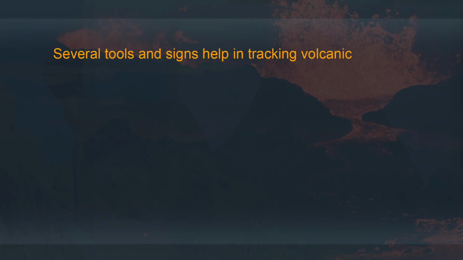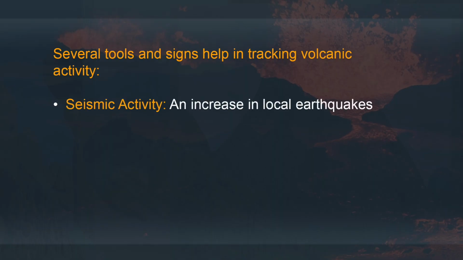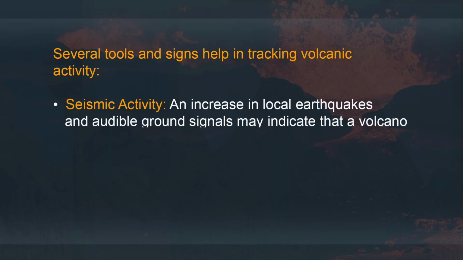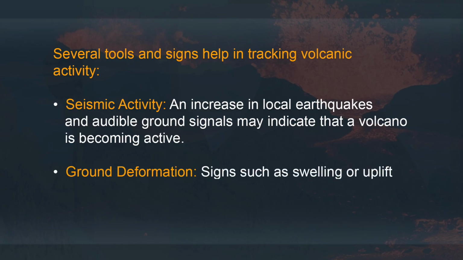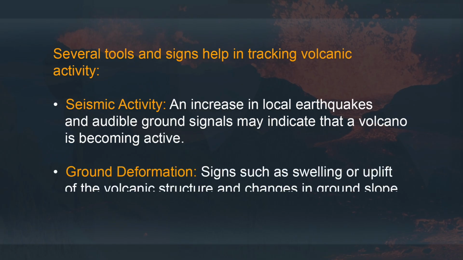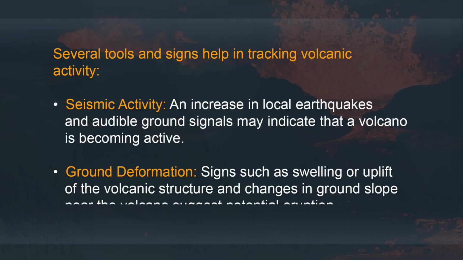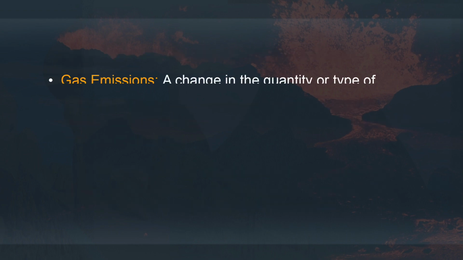Several tools and the signs help in tracking volcanic activity. Next is seismic activity, where an increase in local earthquakes and audible ground signals may indicate that a volcano is becoming active. And the next is ground deformation. Signs such as swelling or uplift of the volcanic structure and changes in ground slope near the volcano suggest potential eruption. Next is gas emissions.